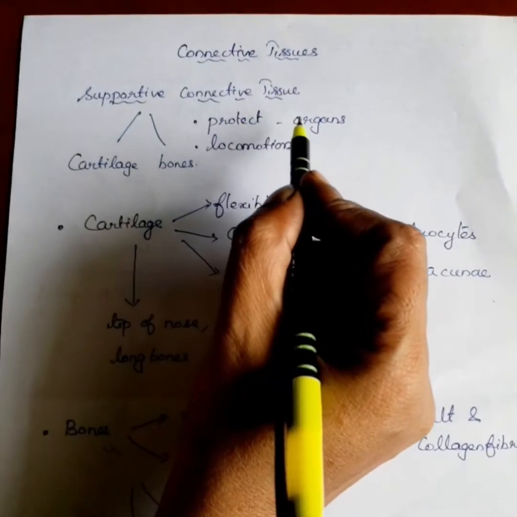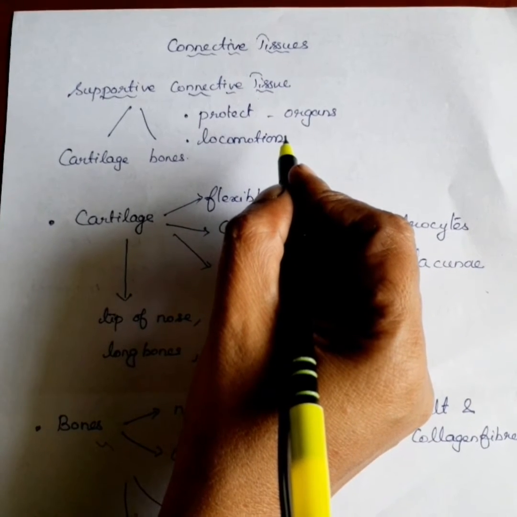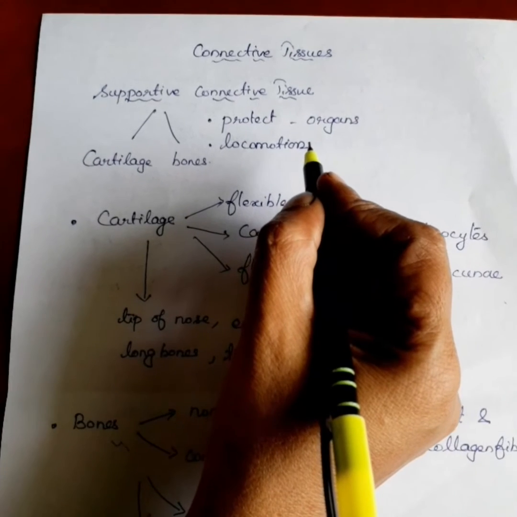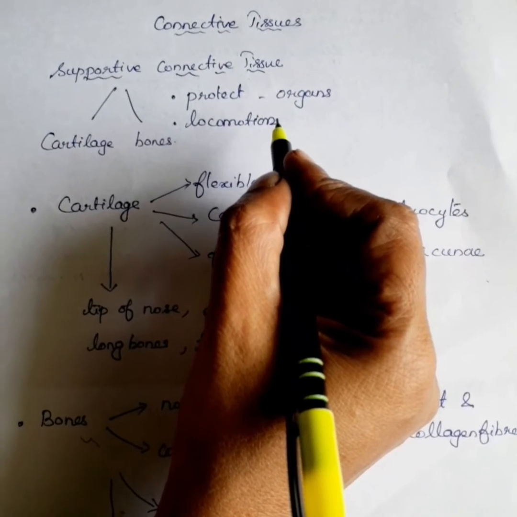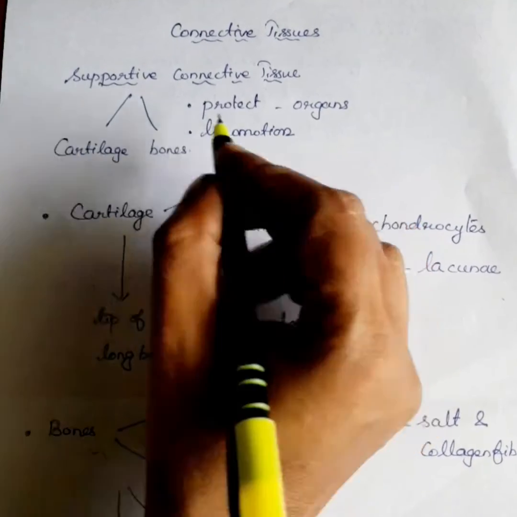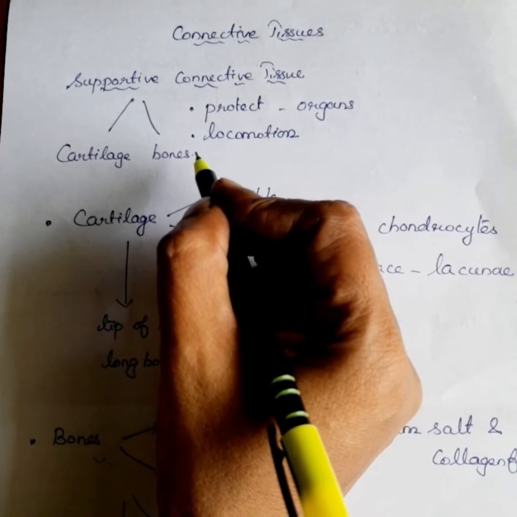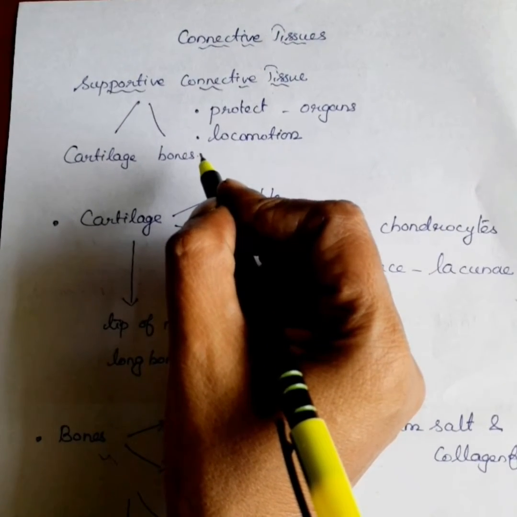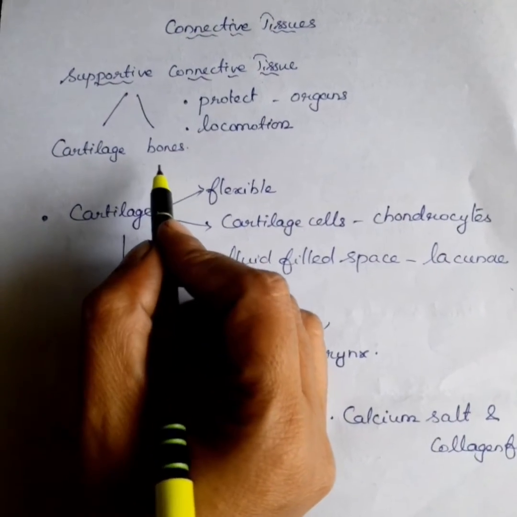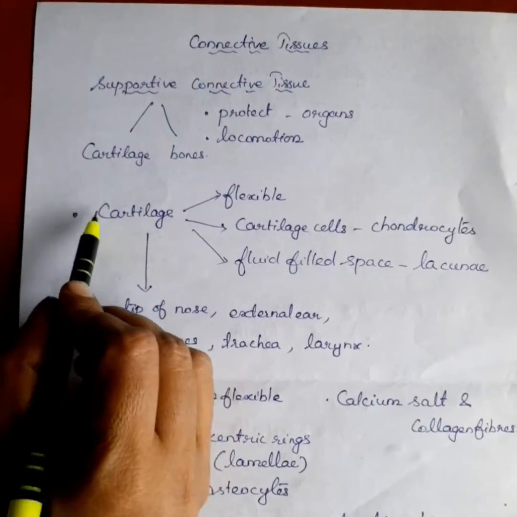Supportive connective tissue protects various organs and helps in locomotion. They serve as supportive structures. Here, most of the supportive elements are bones. The supportive tissue includes cartilage and bones. Now we are going to learn about cartilage.